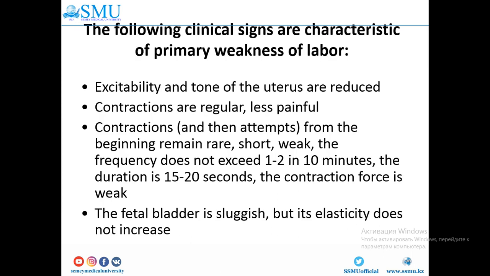The following clinical signs are characteristic of primary weakness of labor. Excitability and tone of the uterus are reduced. Contractions are regular, less painful. Contractions from the beginning remain rare, short, weak. The frequency doesn't exceed 1 to 2 in 10 minutes. The duration is 15-20 seconds. The contraction force is weak. The fetal bladder is sluggish, but its elasticity doesn't increase.